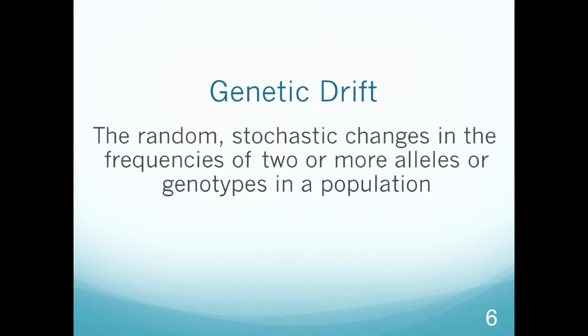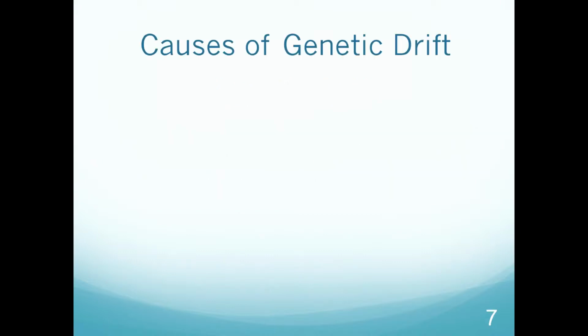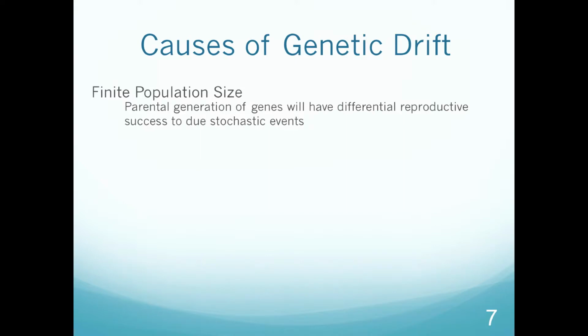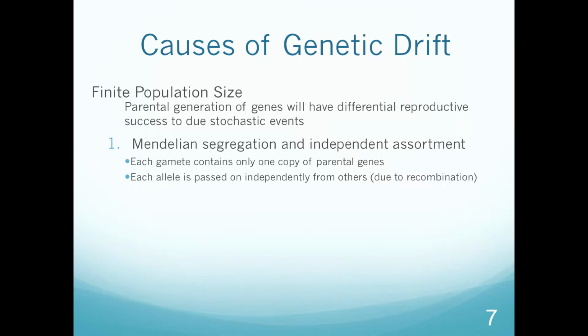So, genetic drift. We can define genetic drift as the random stochastic changes in the frequencies of two or more alleles or genotypes in a population. This is just caused by basically sampling error. The actual physical processes that cause this are all based on the fact that population sizes are finite. There's only so many individuals in a population, and different genes will have different reproductive success simply due to stochastic events. So the first category of things that contribute to genetic drift are Mendelian segregation and independent assortment.